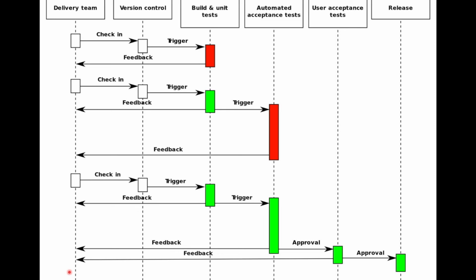Now, when we trigger a pipeline, we trigger it when code is checked into the version control system. So code is checked into something like our GitHub repository, and that automatically triggers a pipeline to begin running on a system like Jenkins.